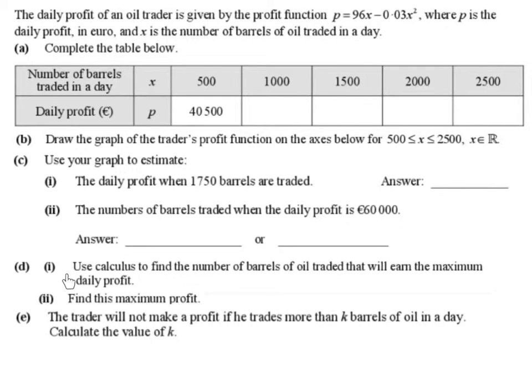Part D, 1. Use calculus to find the number of barrels of oil traded that will earn the maximum daily profit. And 2. Find this maximum profit. The trader will not make a profit if he trades more than K barrels of oil in a day. Calculate the value of K.